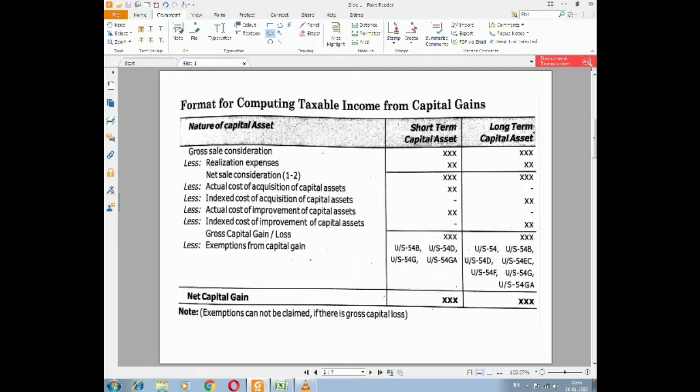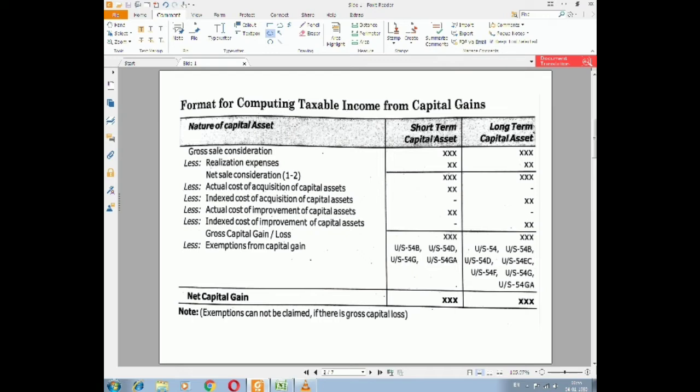Next we need to deduct realization expenses. Realization expenses can be written under other names as well: realization expenses, transfer expenses, or selling expenses. You can write any one of these. It is whatever expenditure is needed for the sale to succeed. For example, if a house property is to be sold, the person may use a broker, and for that he needs to pay brokerage charges. That expenditure is considered here. So remember, this is nothing but selling expenses.